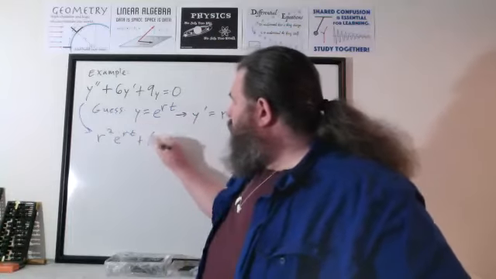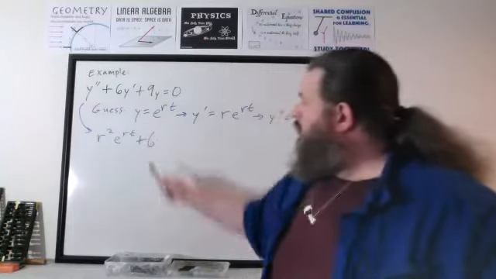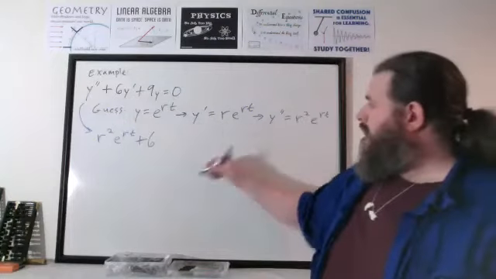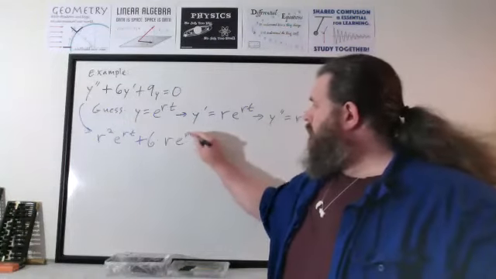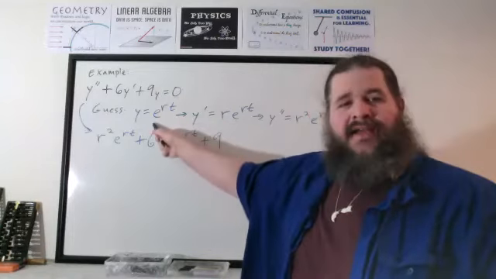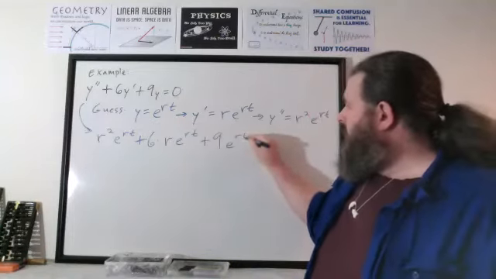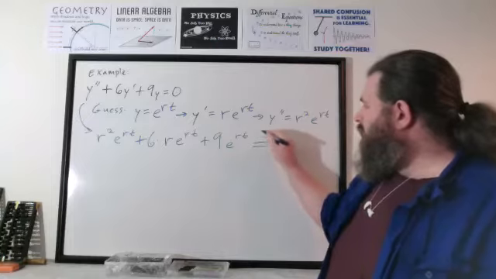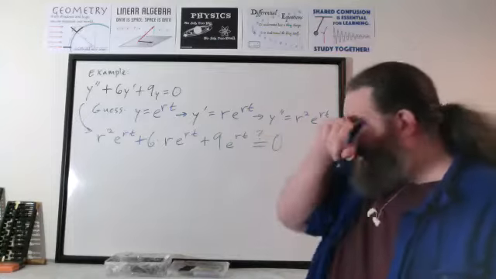Plus 6 times y prime. But we know y prime can be replaced with r e to the rt. Plus 9 times y, and y is just our guess itself, e to the rt. And we want to know, does that really equal 0?